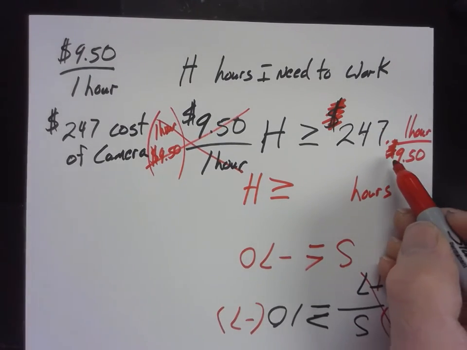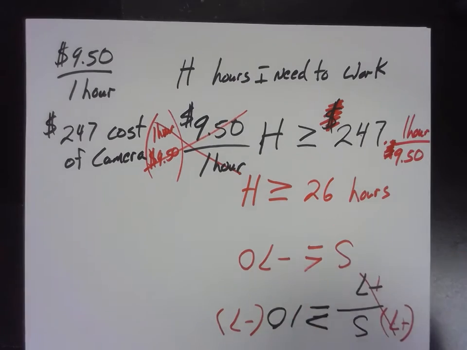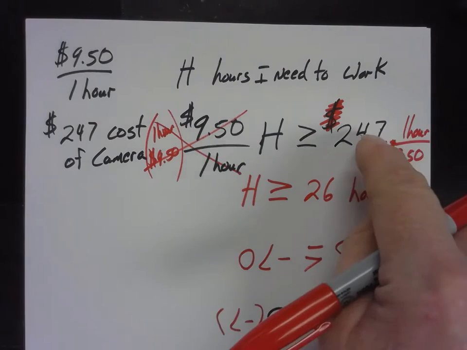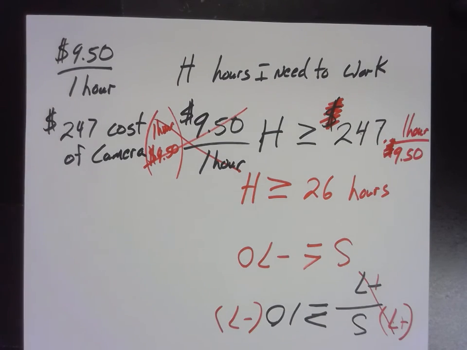So what does that mean? What am I going to type on my calculator here? 247 divided by 9.50. That's right. And I get 26. Now, if I work exactly 26 hours, I'm going to have exactly the amount of money I need for the camera. Correct? But if I work more than that, then I'll have some left over.